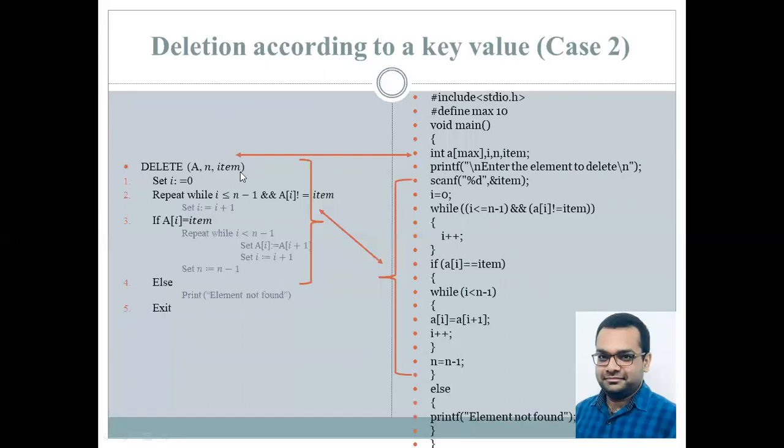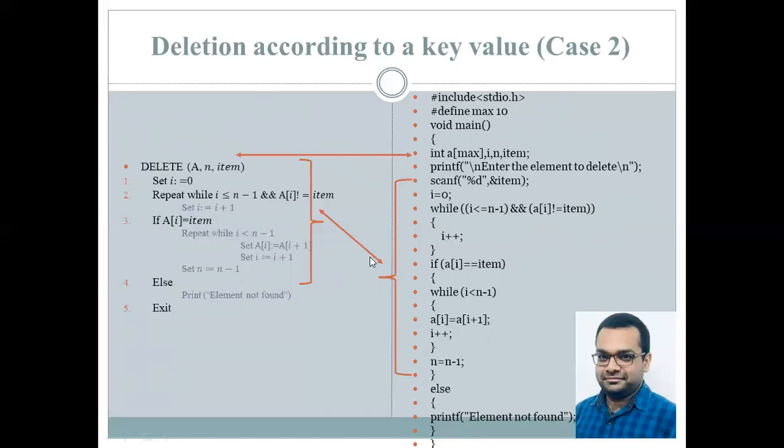This conversion is straightforward. We have a, n, and item. These values are taken over here in the program. We prompt the user to enter the value of the item to be deleted using printf and this scanf statement. Now you can see over here statement number 1, 2, and this incrementation inside the loop are all combined over here. Let's see how. First of all, the value of I is set to 0, that is over here. Now while I is less than or equal to n minus 1 and a of I is not equal to item, we perform these checks in this while loop. Till the time these two conditions are true, the value of I is incremented.